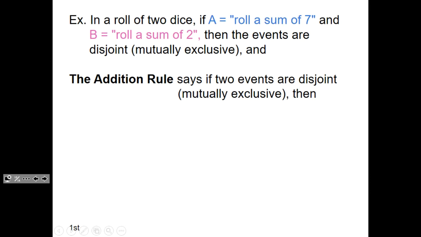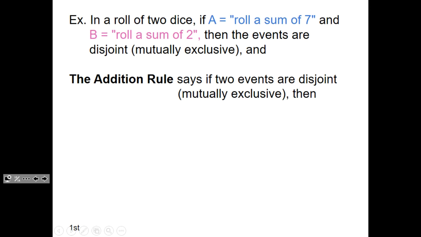I can't roll 2 dice and have them add up to 7, and at the same time, that roll added up to 2. That just can't happen. Those events are disjoint, also called mutually exclusive. If one thing occurred, the other one couldn't.